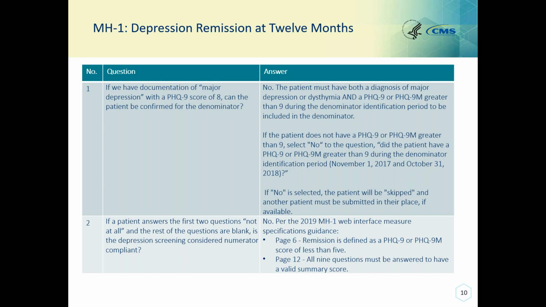Question 2 is, if a patient answers the first 2 questions as not at all, and the rest of the questions are blank, is the depression screening considered numerator compliant? No, the 2019 MH1 Web Interface measure specifications guidance on page 6 states, remission is defined as a PHQ-9 or PHQ-9M score of less than 5. Page 12 gives guidance that all 9 questions must be answered to have a valid summary score for the measure. Next slide, please.